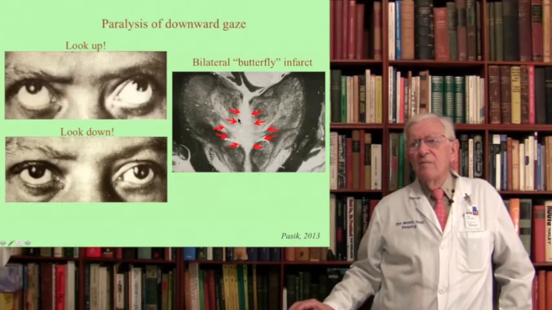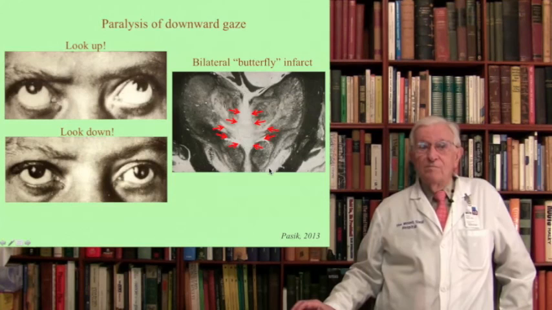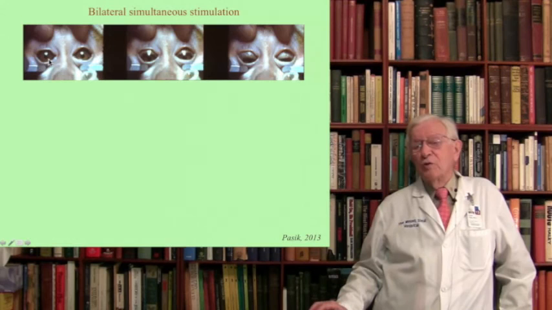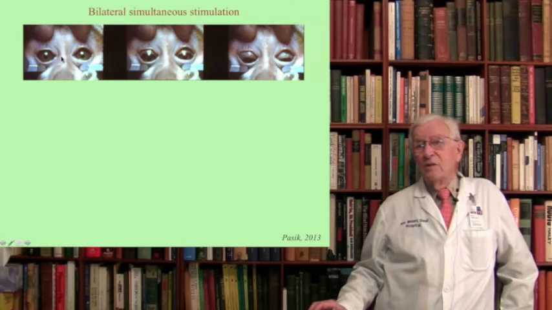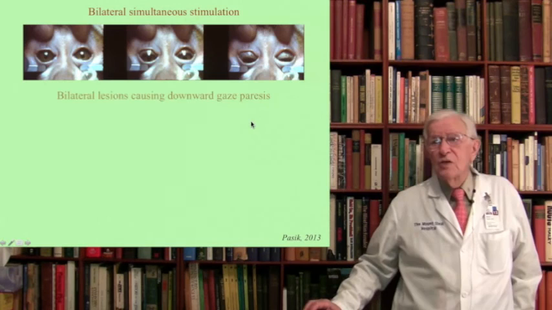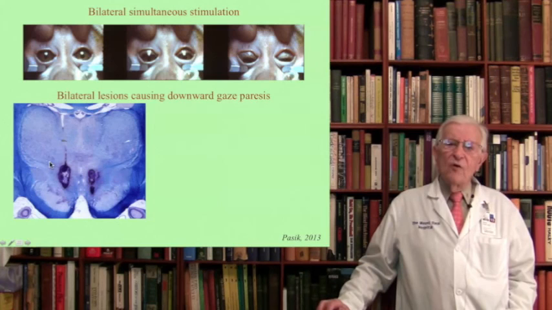However, using this as a guide, we did some work in the monkey, and it was very, very clear. We did bilateral simultaneous stimulation. We put electrodes in this general area, on both sides, and you see here that this is without stimulation. The animal is under anesthesia, by the way. Under no stimulation, the eyes look straight ahead. With some stimulation, both eyes go down, and with more intense stimulation, they go all the way down. And of course, we made some lesions in that same spot that were giving these results on stimulation, and these lesions involved essentially this area.